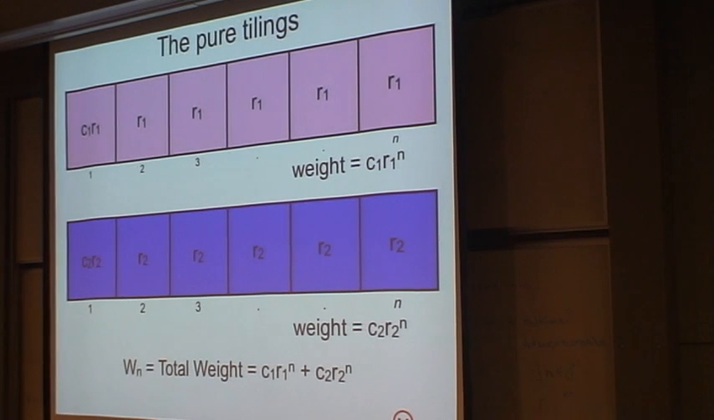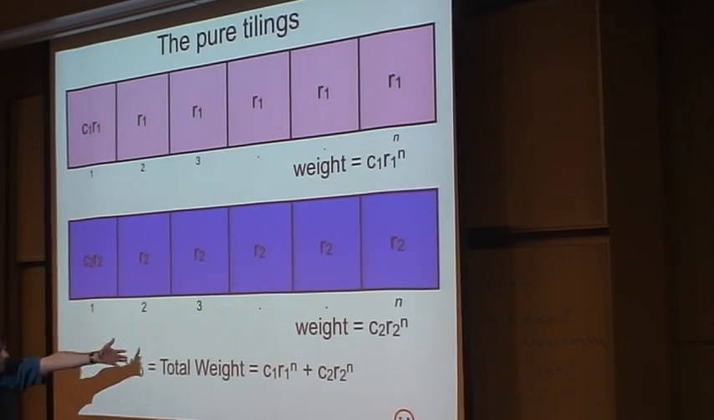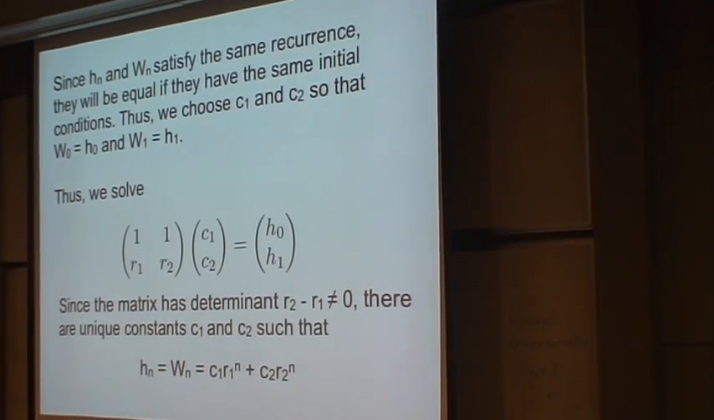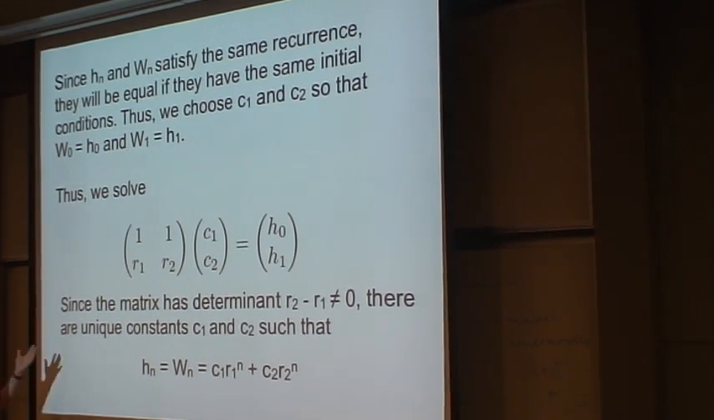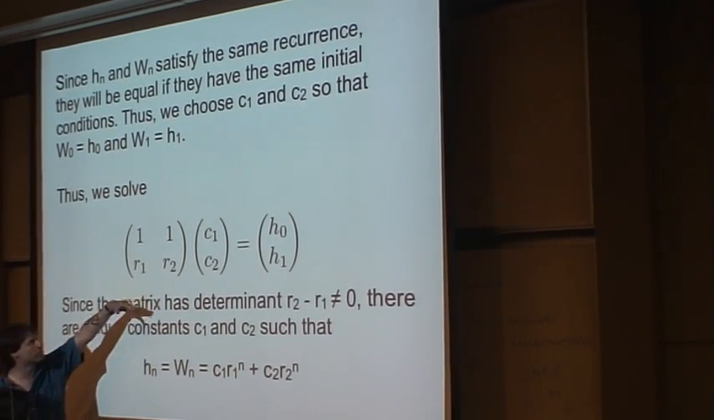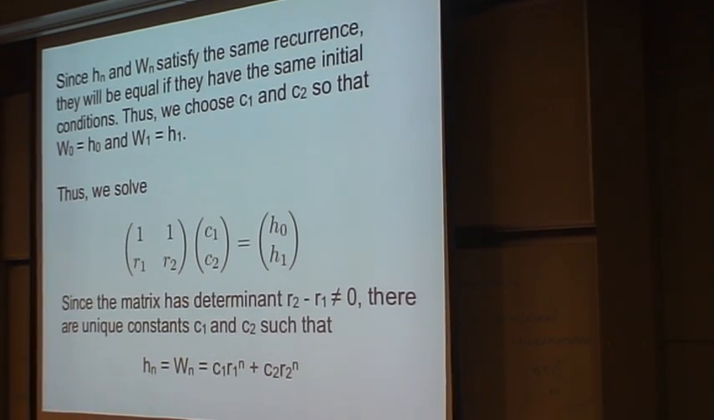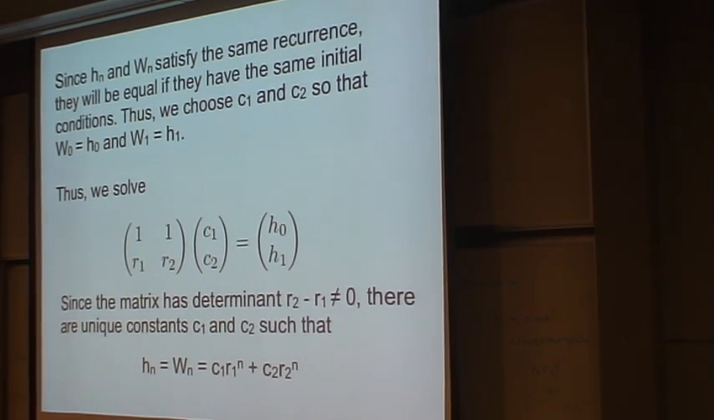Okay? And then of course the initial conditions. C1 and C2 are arbitrary. Wn and Hn satisfy the same recurrence. So as long as they satisfy the same initial conditions, they're going to be the same. And since there's a unique solution to that, just as in the usual way, we can find C1 and C2. Okay, so that's the case. We now have second-order recurrences explained combinatorially.